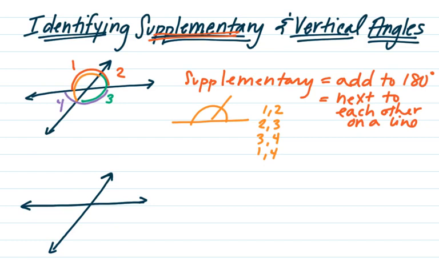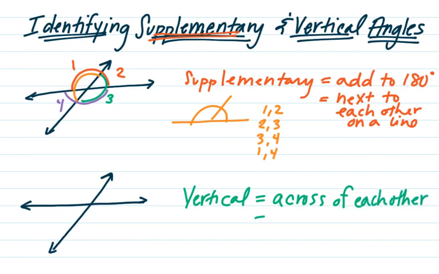Okay, now vertical angles. Vertical angles are angles that are across from each other when you have two lines intersecting. Okay, and a thing about vertical angles is that they are equal measure. So I'll explain as we look at the picture. Equal measure. So the angles that are across from each other when you have two lines intersecting, they're equal to each other.